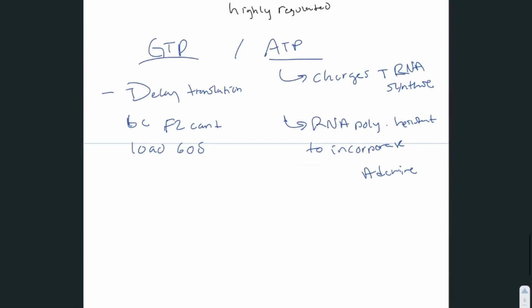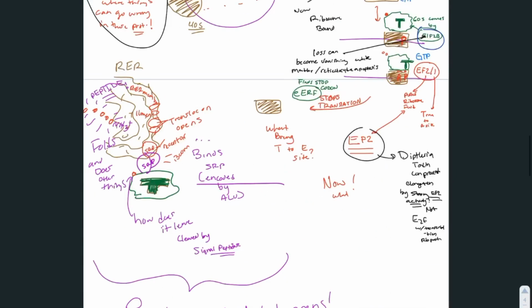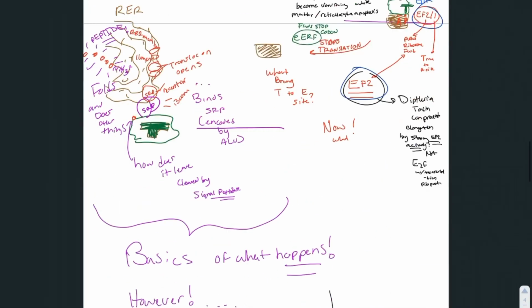And then the other thing is that the EF1 and EF2 need GTP in order to load new tRNAs, and if you remember that, that's right there.